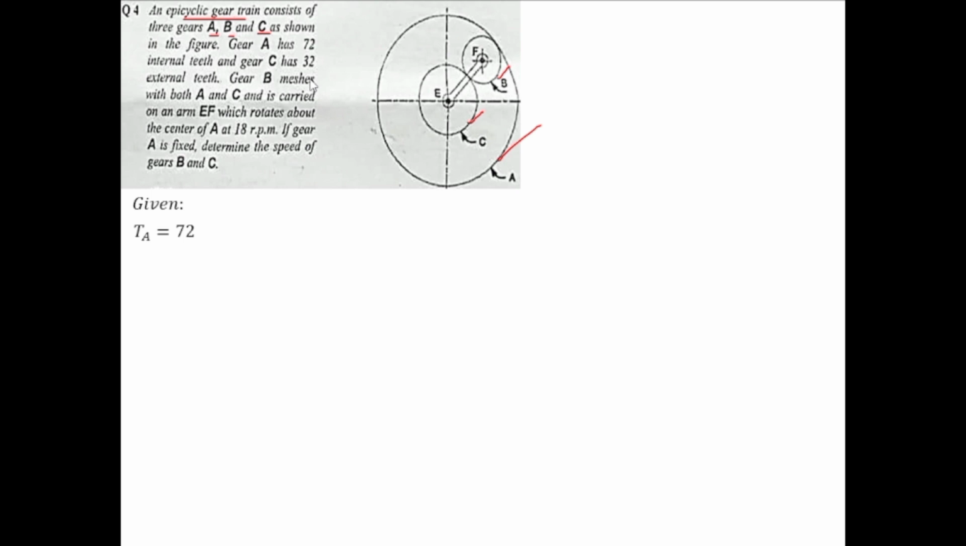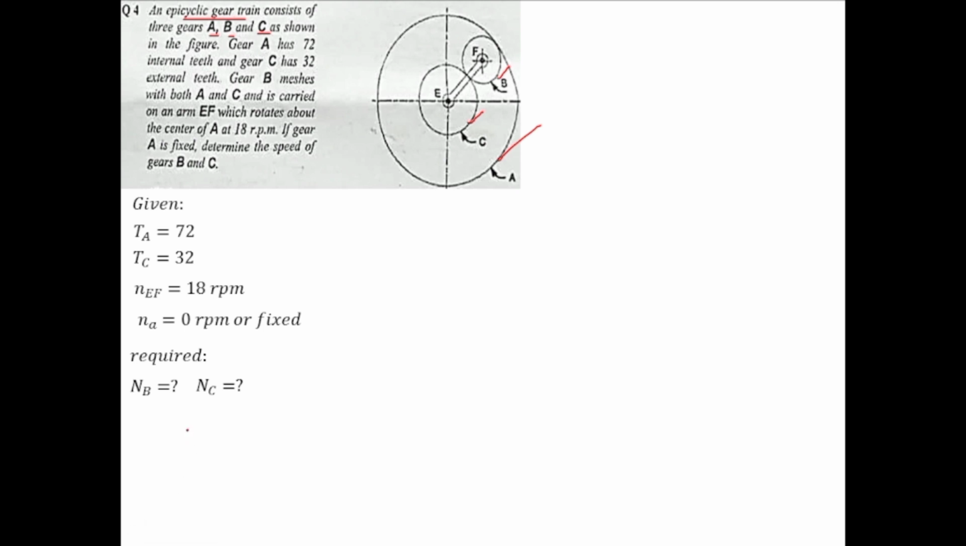And gear B is meshed with both the gears A and C and it is carried on an arm. Means that an arm is connected with the center of rotation of C and B. The arm is rotating with 18 rpm. What we will have to do is to fix the gear A and then we will have to determine the speed of gear B and gear C.